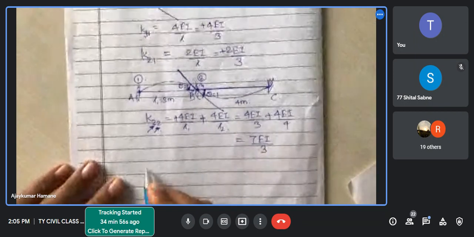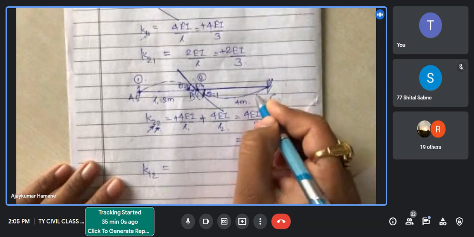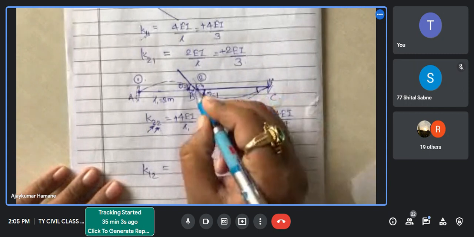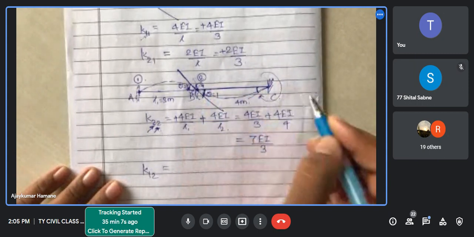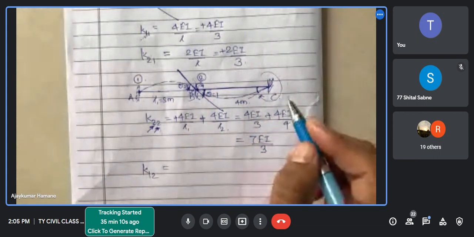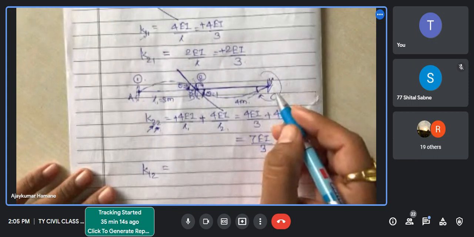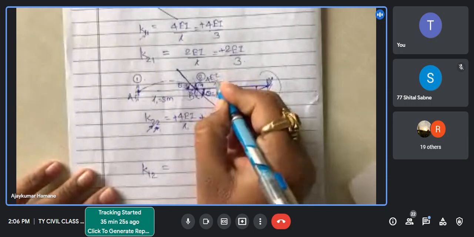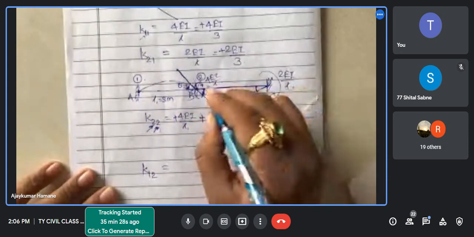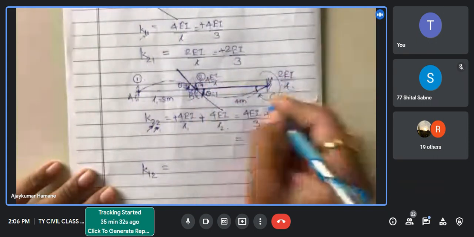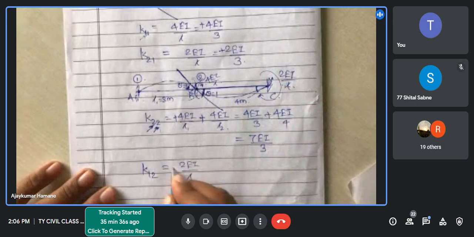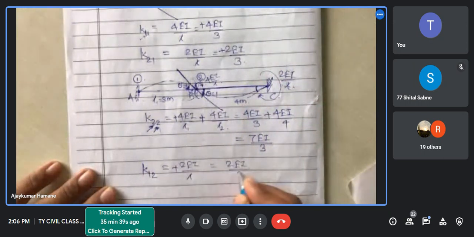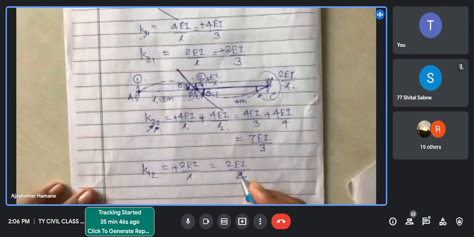Now, what is K12? What is the rotation at this end? This is clockwise, so this must be clockwise. Yes, how much? Half of that moment. 4 EI by L is this one, so this one will be 2 EI by L. The carry-over moment will always be half. The sign is the same, clockwise, positive. So 2 EI by 3, correct?